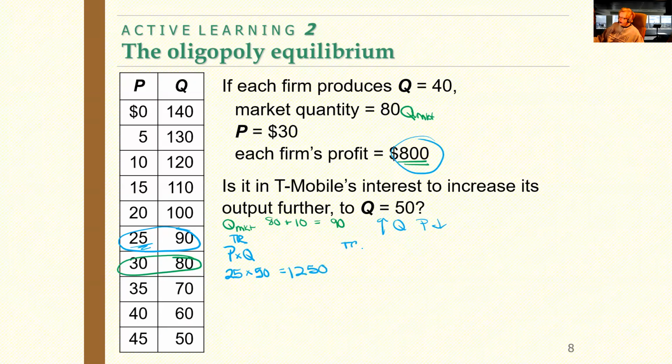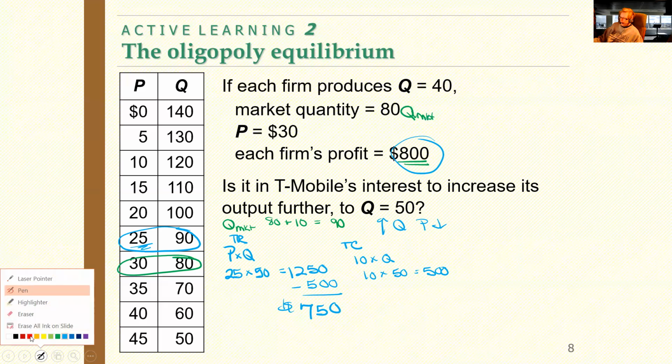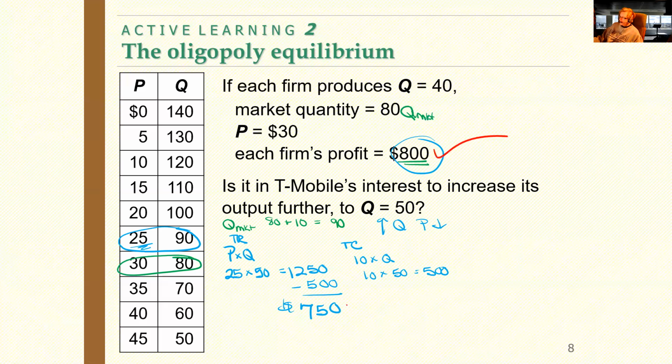Our total cost is just our marginal cost, $10 in this example, times our quantity. So 10 times 50, which equals 500. And 1250 minus 500 is going to be 750. Yep, 750. So, which would you rather have, $800 in profits or 750? I dare say that most of us would much rather have the $800 in profits than the 750. So is it in T-Mobile's interest to increase output further? The answer to that is absolutely no.